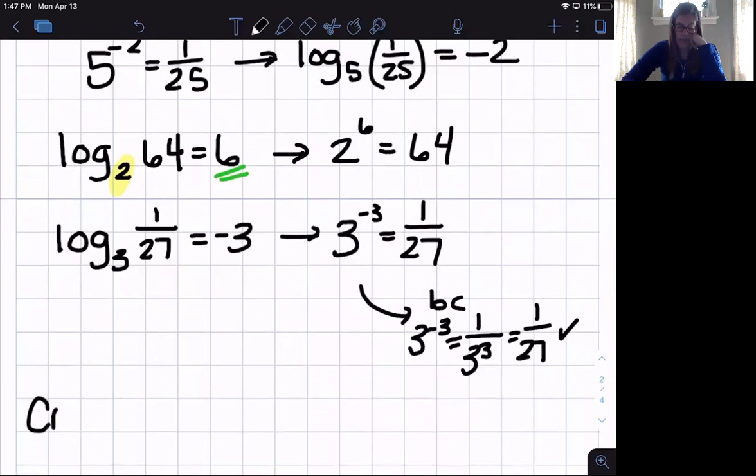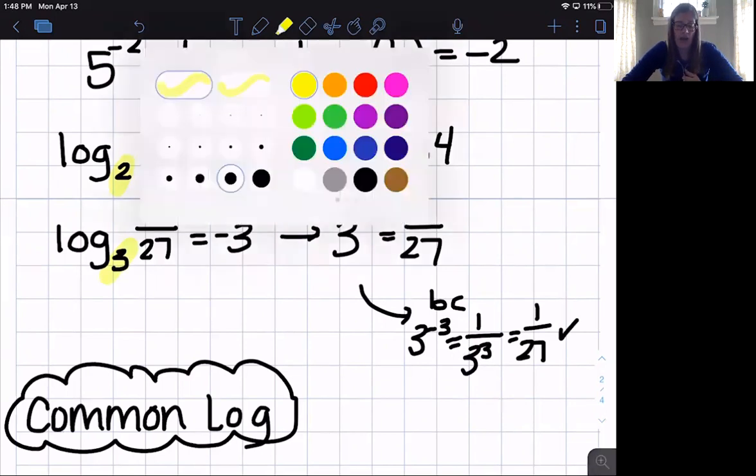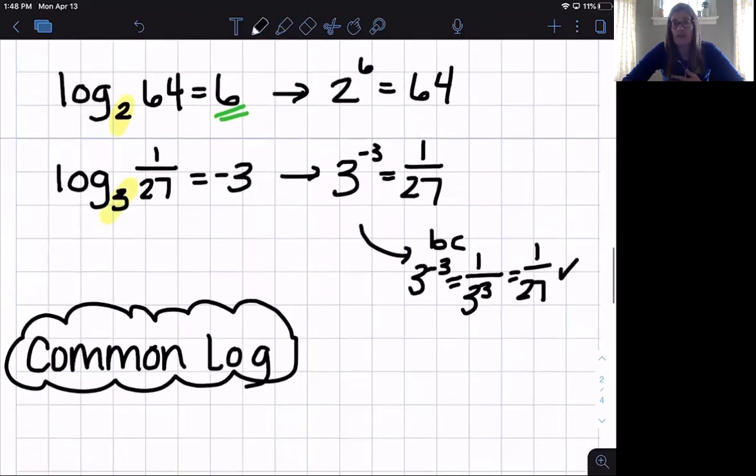So I'm going to stop right here with the rewriting, and I'm going to take a quick minute to tell you about something called the common log. Common log is a special log where normally I have to tell you what the base is because the base can change. But the common log is a base that's so common, I don't even have to write it.